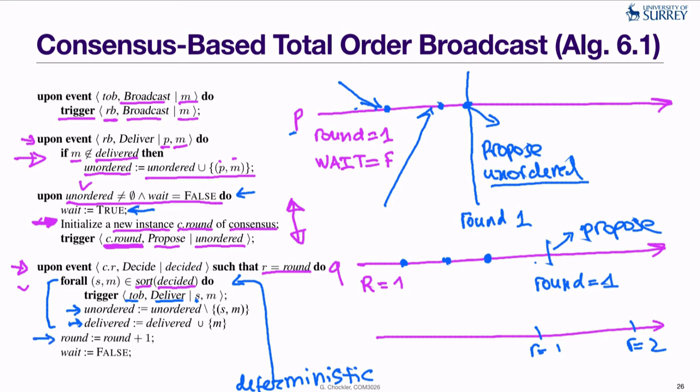And we also change the wait flag to false, indicating that the next round becomes possible. So this new instance of consensus can be activated and a proposal can be made.